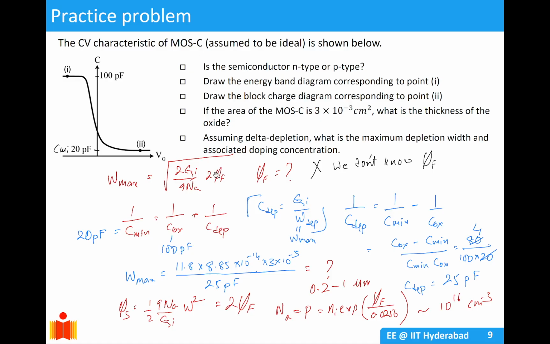And from here, you can then calculate your phi f. And from phi f, you can calculate your Na, which will be equal to ni exponential phi f by kT, and it will come out to be around 10 power 16.